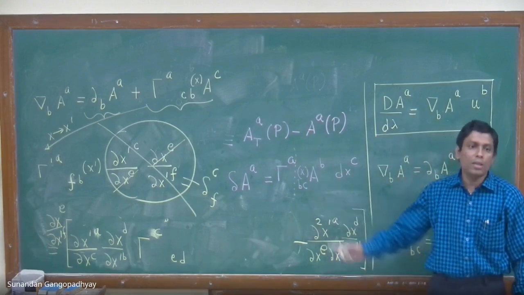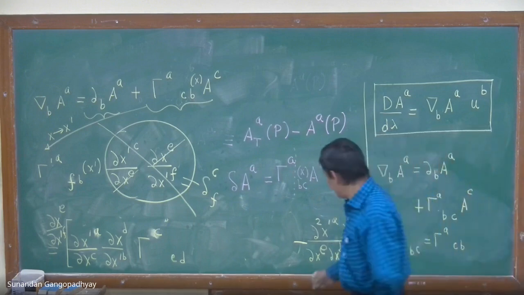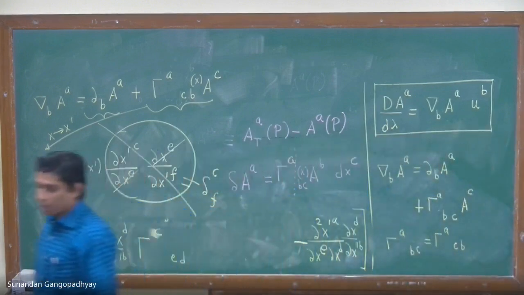So that gives you the full transformation property of the distributive connection, and you can see that this term spoils the tensorial property of gamma.